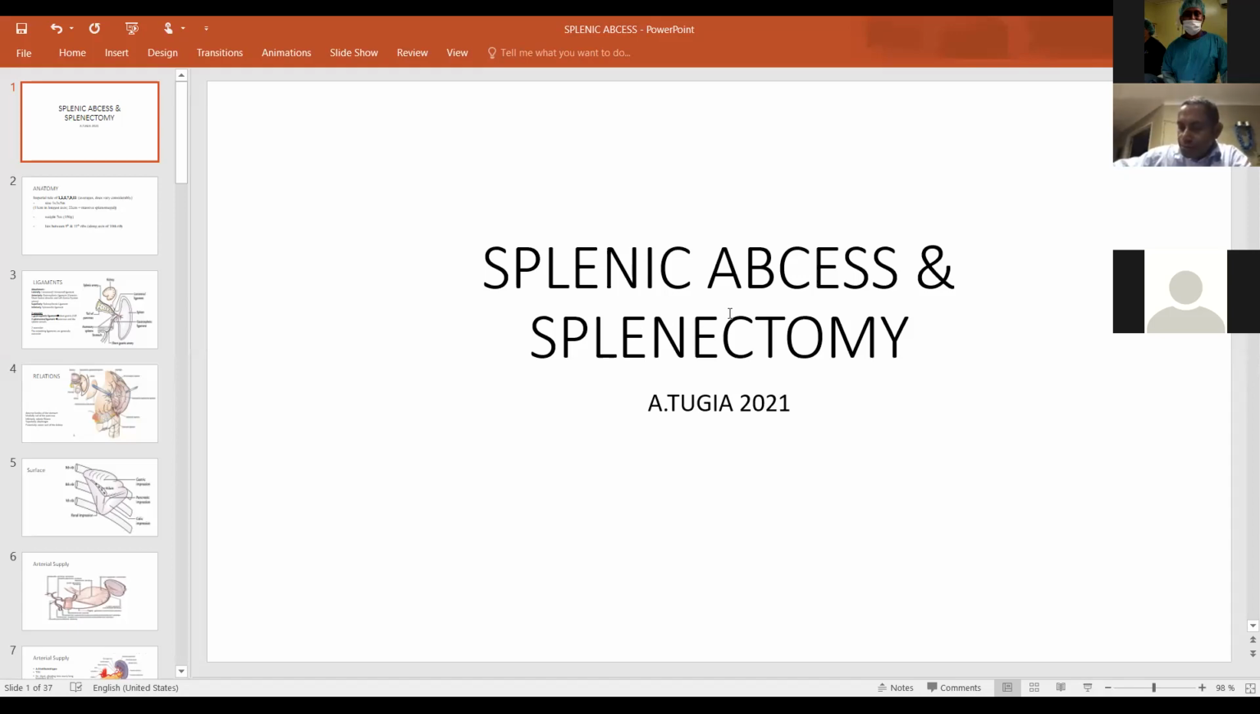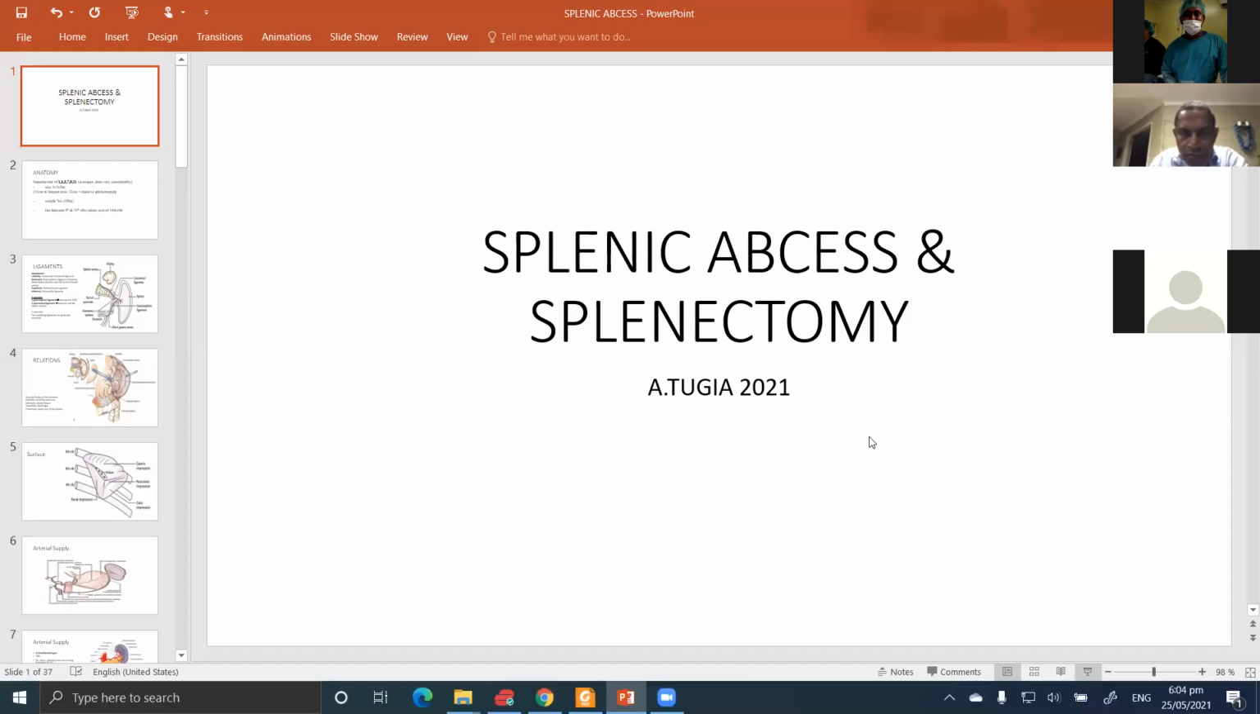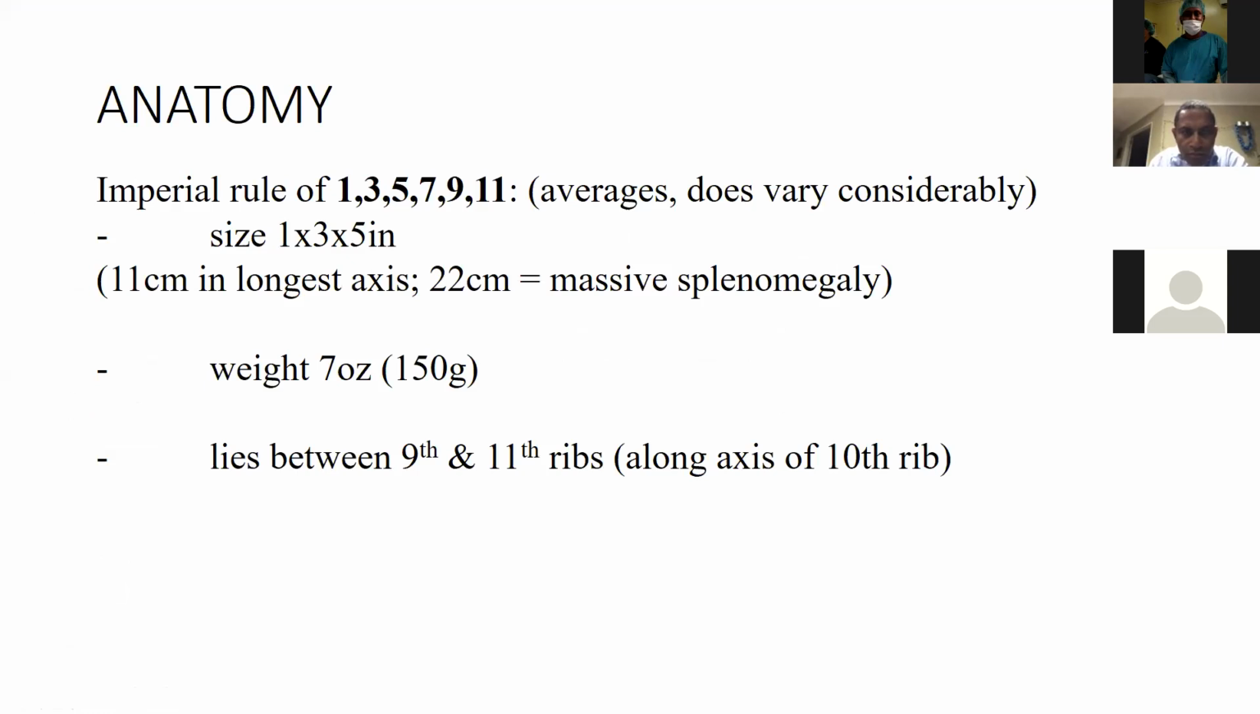So just briefly going through our anatomy. There's an imperial rule that you can use to remember the anatomy of the spleen, and they usually call it the 1, 3, 5, 7, 9, 11 rule. They usually say the dimensions are about 1 by 3 by 5 inches long. And this is average, and the weight is about 7 ounces, and it lies at the 9th to the 11th rib. So that's where you get those derivatives of your odd numbers from.